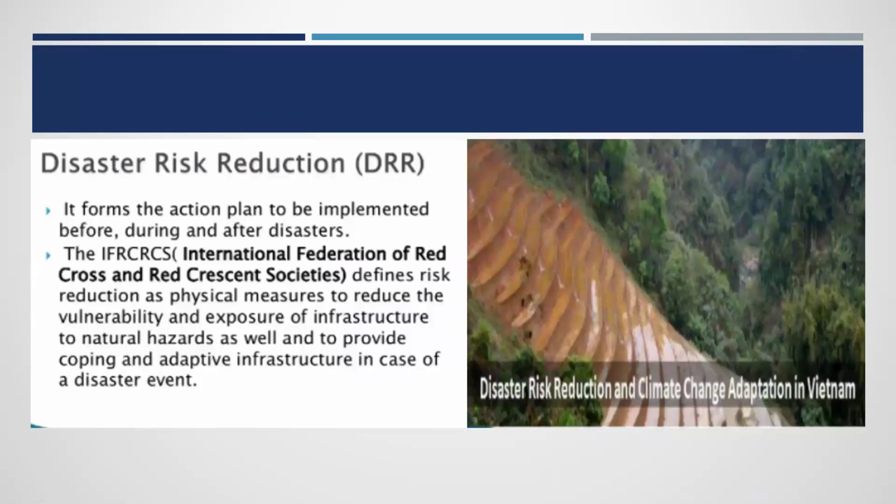Disaster risk reduction forms the action plans to be implemented before, during, and after disasters. The International Federation of Red Cross and Red Crescent Societies defines risk reduction as physical measures to reduce the vulnerability and exposure of infrastructure to natural hazards, as well as to provide coping and adaptive infrastructure in case of a disaster event. The figure shows the disaster risk reduction and climate change adaptation in Vietnam.